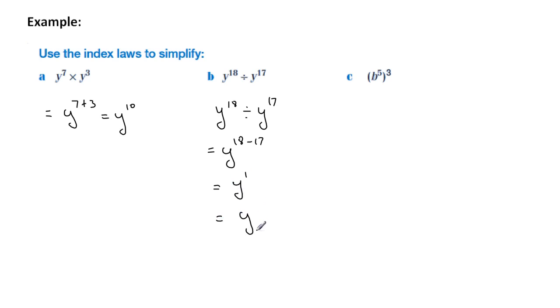That's a good thing to remember, that if you've got a letter with no visible power, it's going to be a 1. Our final example on this section is an index that's raised to a higher power. So our law says take the power inside and multiply it by the higher power. So our answer there is b to the 5 times 3, which is b to the 15.